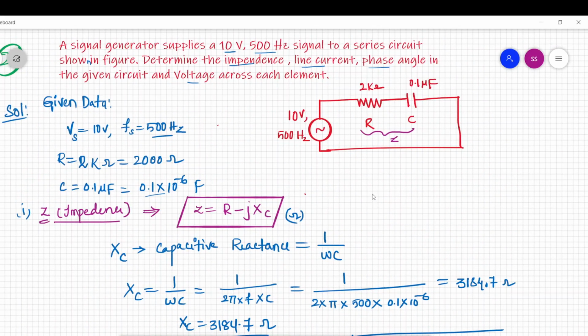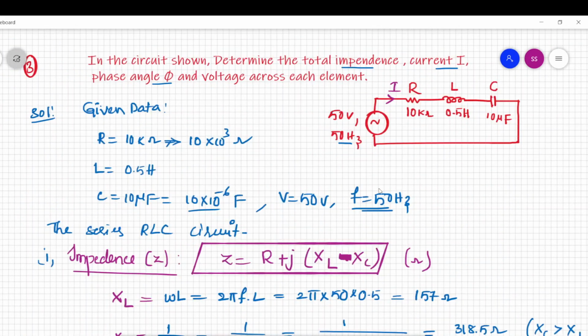Now let us do the third problem. So here is the third problem. We need to find the impedance, current, phase angle and voltage across each element. Okay, so the given data is that we have three elements connected in series: R, L, C. The voltage is 50 volts, and the supply frequency is 50 Hz. I have written all the values here in the given data.